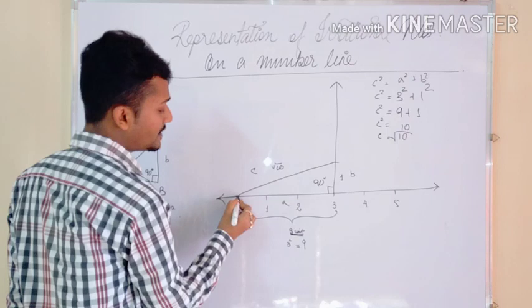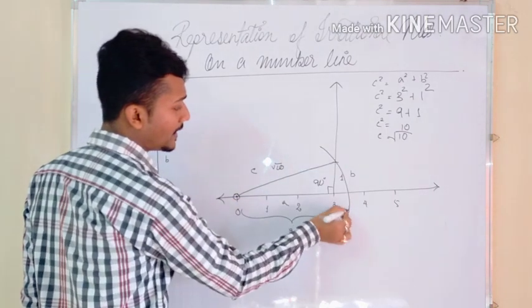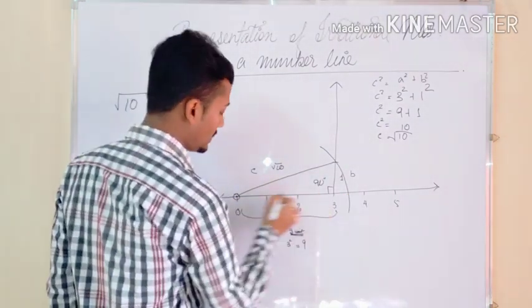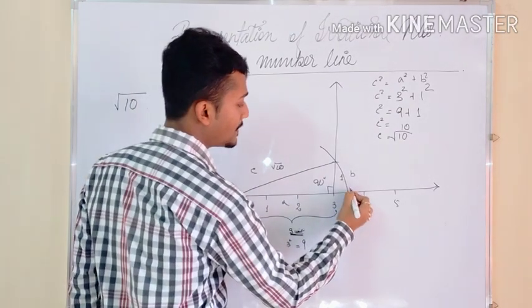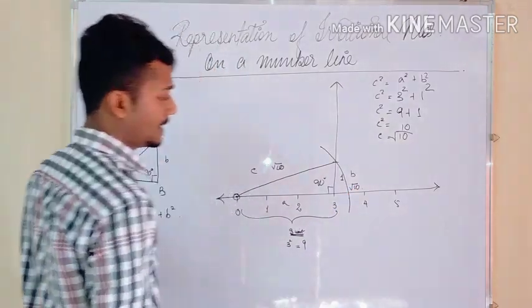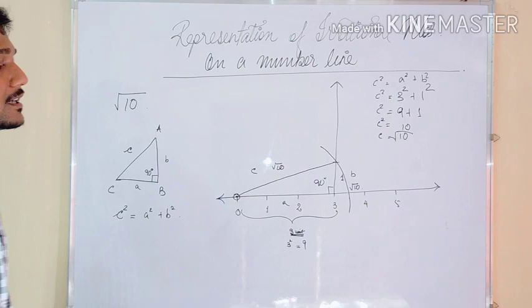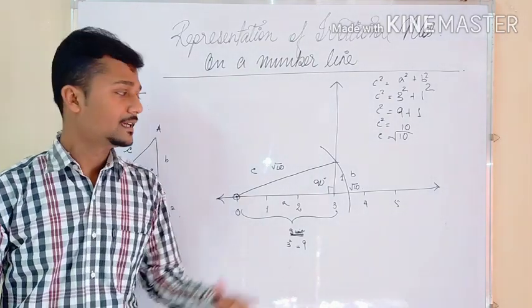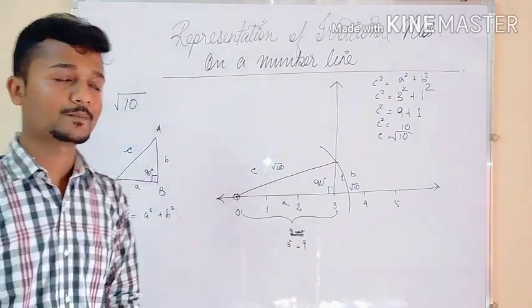Similarly, now you will place the compass here and draw an arc. So this particular measurement from here to here will be root over 10. Okay, is that clear? Is that clear till this much?